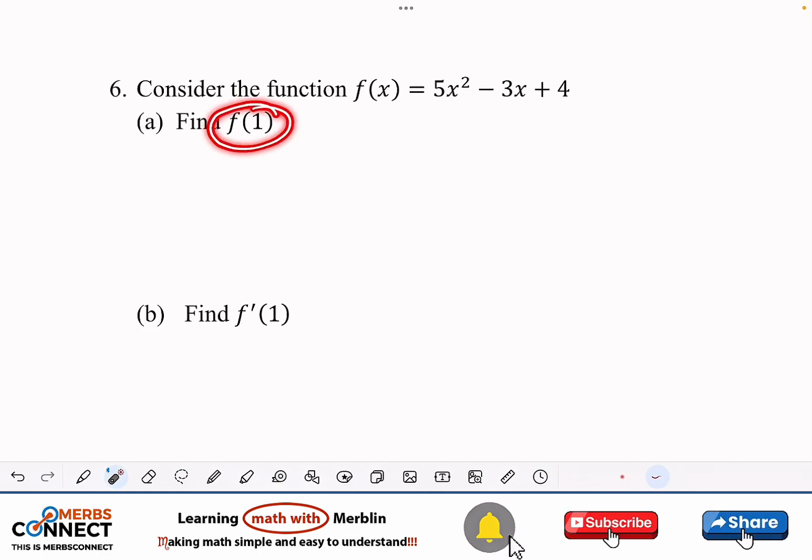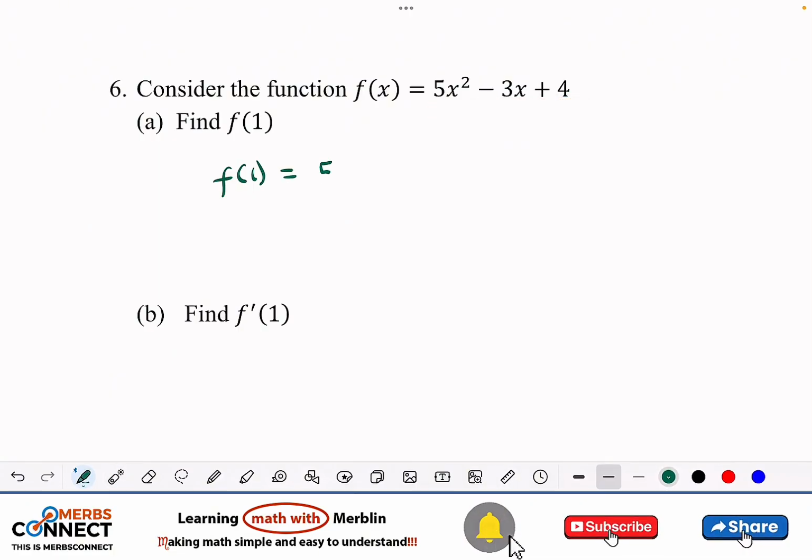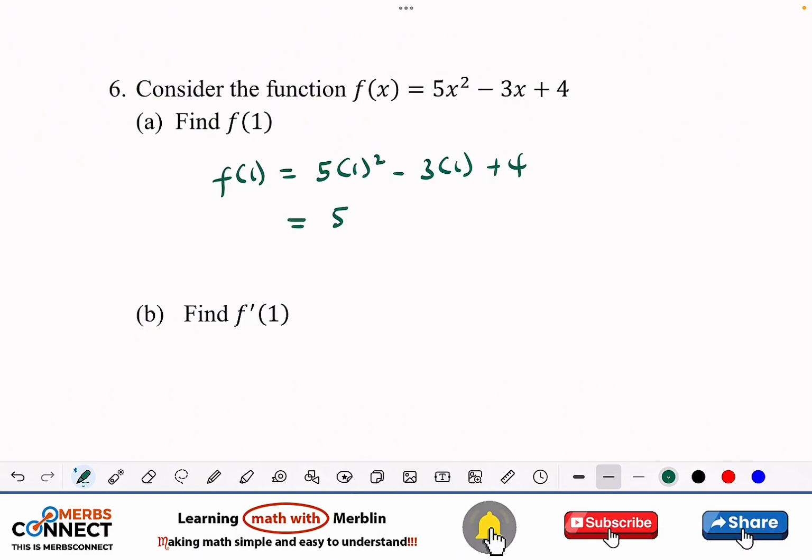So first, find f of 1. So f of 1 is just putting it inside this. So very simple. 5 times 1 squared minus 3 times 1 plus 4. So this is 5 times 1 minus 3 plus 4. This is 5 plus 1, and this is going to give us a big 6.